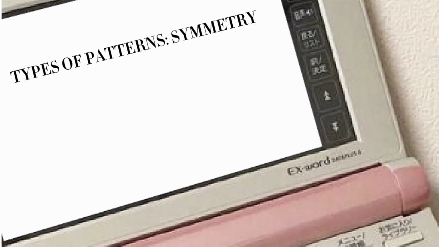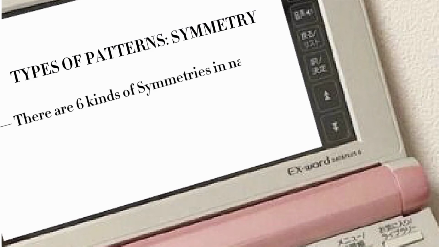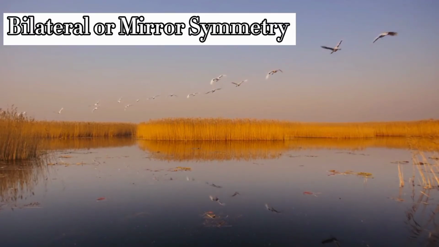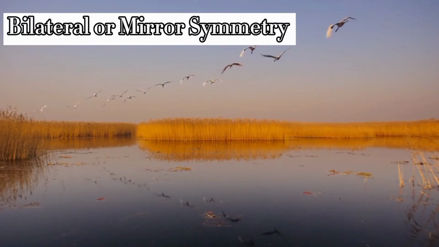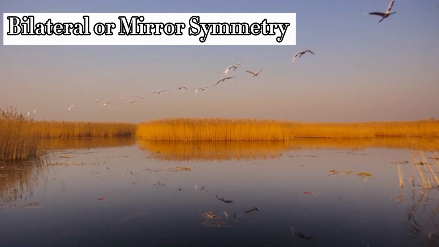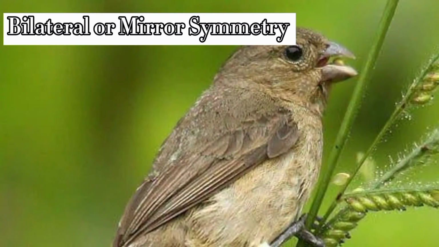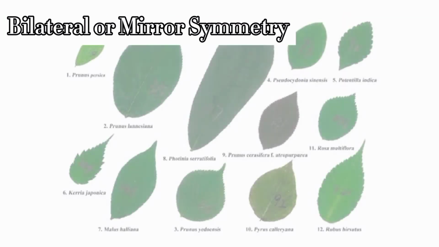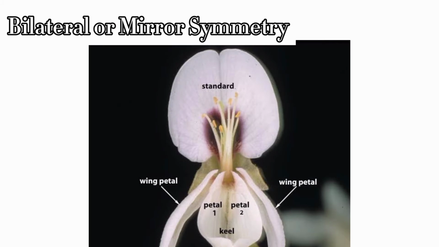Symmetries. There are 6 kinds of symmetries that we can find in nature. The first one is the bilateral or mirror symmetry. It is when different sides of something are alike, which is common to animals, humans, and insects, as well as to some leaves of plants and flowers.